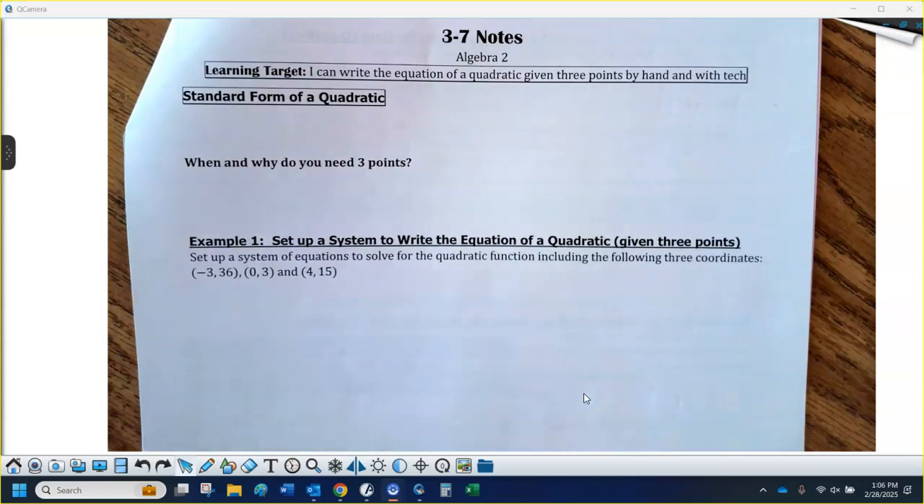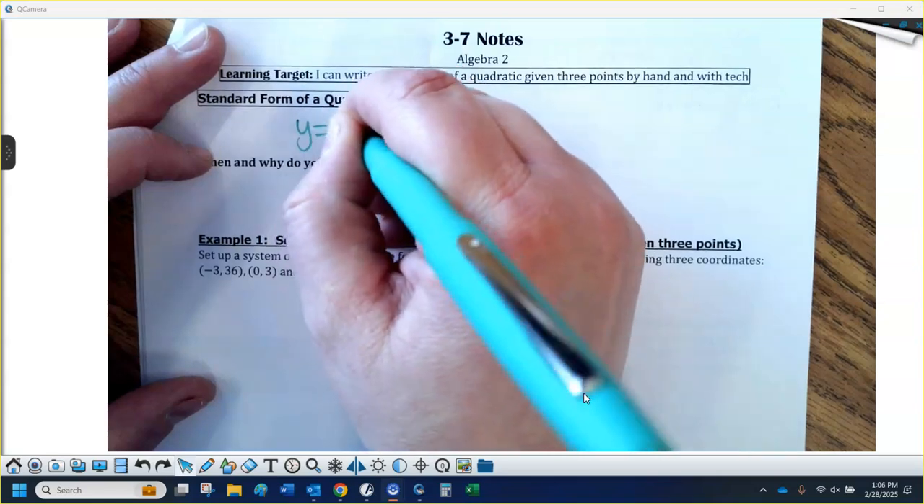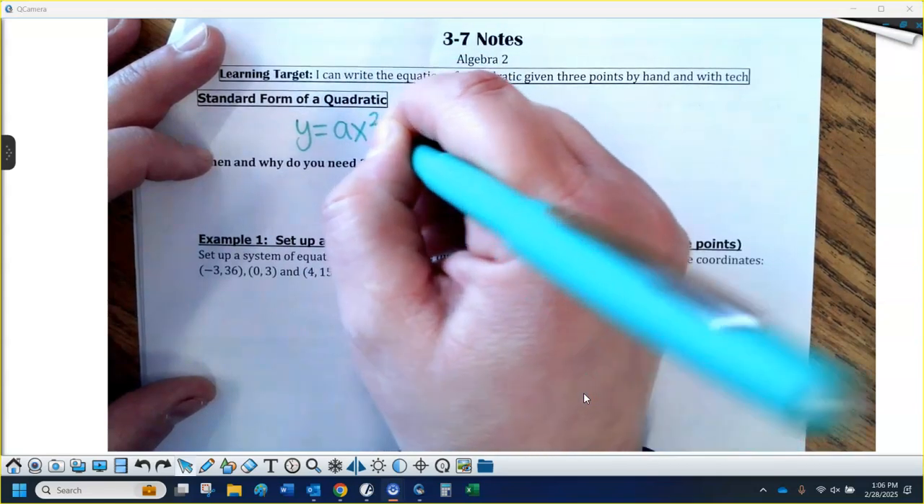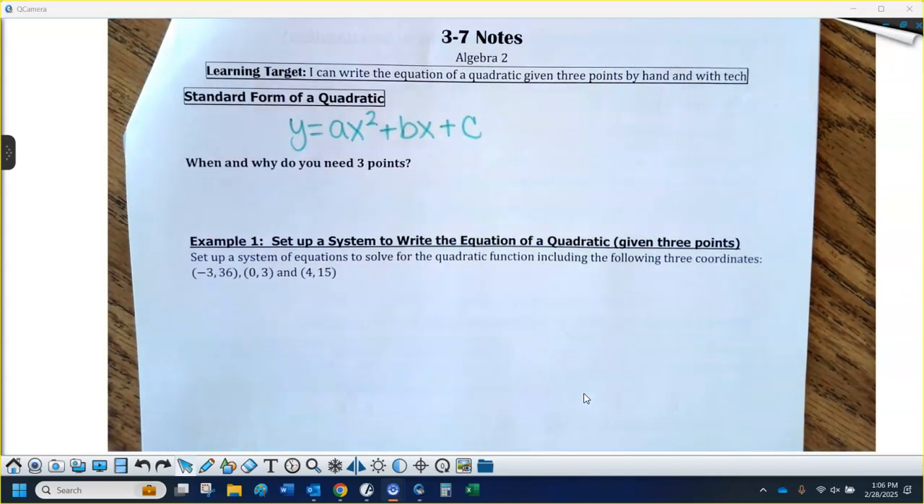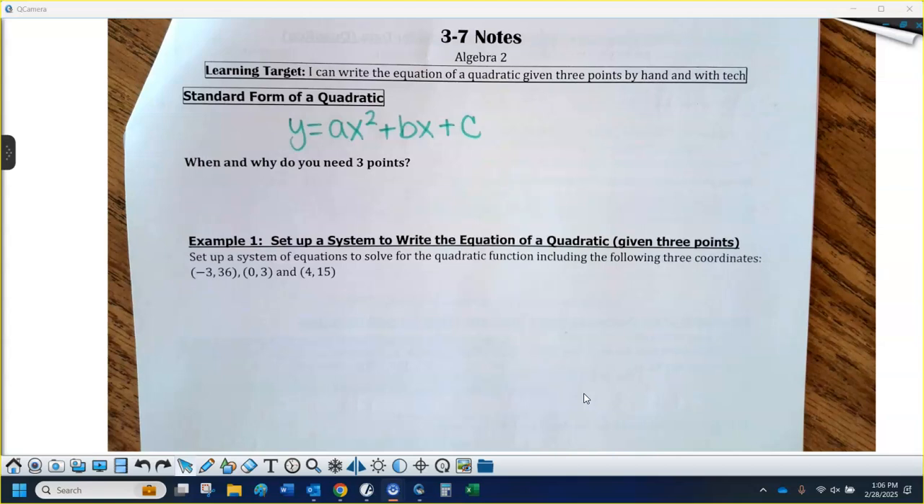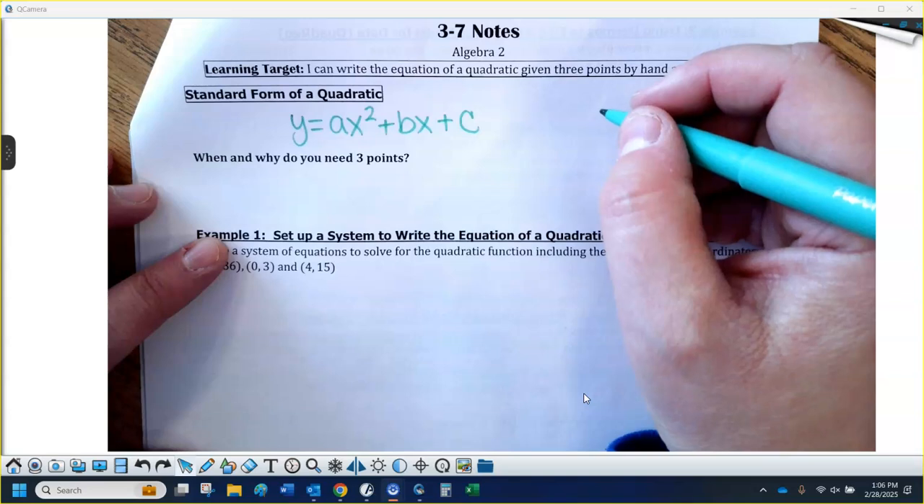So we're going to write these in standard form today, not vertex form. So I'm just going to write the standard form so you guys can see it. y equals ax squared plus bx plus c. That's your general form. And when we did this a couple days ago, we did some vertex form.